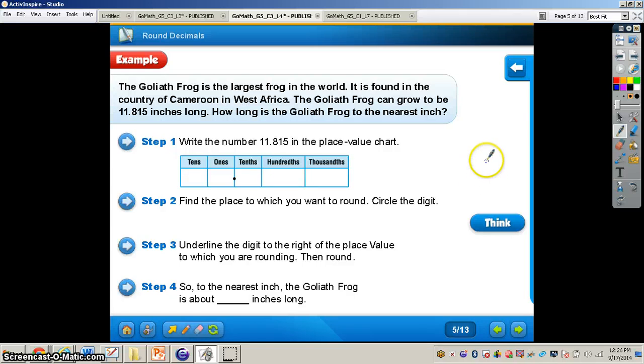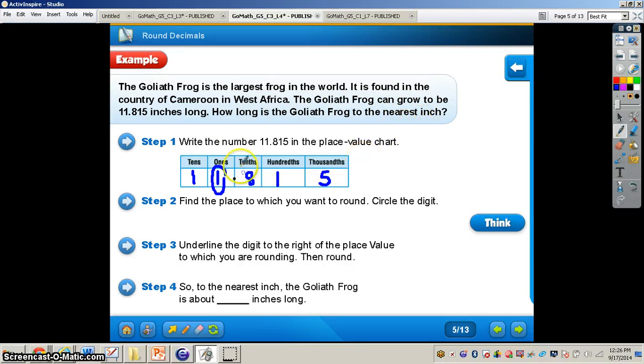So we're going to use a place value chart. What we can do, we're going to write the number in the place value chart just like this. I want you to write it in your Go Math book as well. Now what we want to do is find the place to which we want to round, and we're going to circle that. So we're going to circle the ones place. Why is it the ones place? Because we are rounding to the nearest inch.